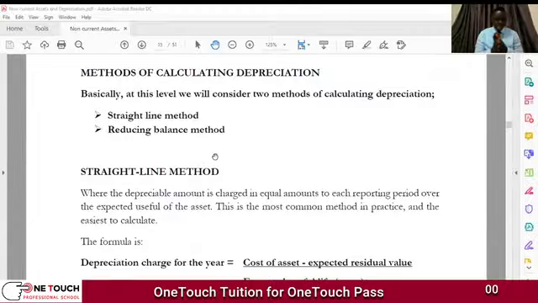So when we talk about the straight line method of depreciation, we are saying that the depreciable amount is charged in equal amounts to each reporting period over the expected useful life of the asset. This is the most common method in practice and the easiest to calculate.